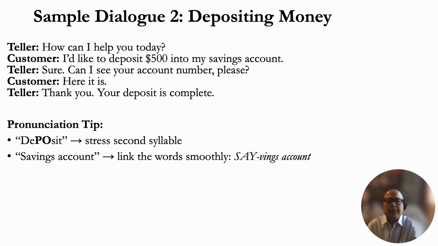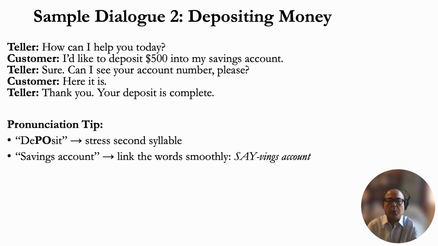Now notice, I would. They are linked. I'd. You can say, "I would like to deposit." It's not wrong. But in conversational English, remember we are practicing speaking English, I would becomes I'd. So try to pronounce it. I'd like to deposit 500 into my savings account.